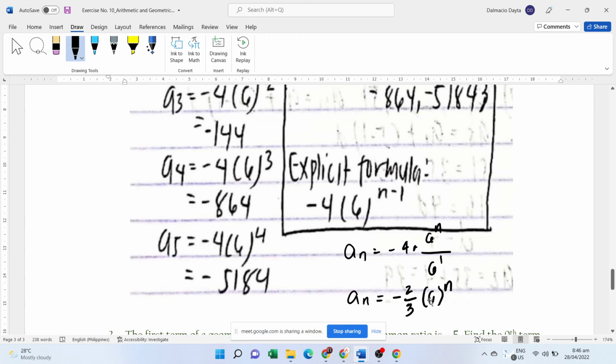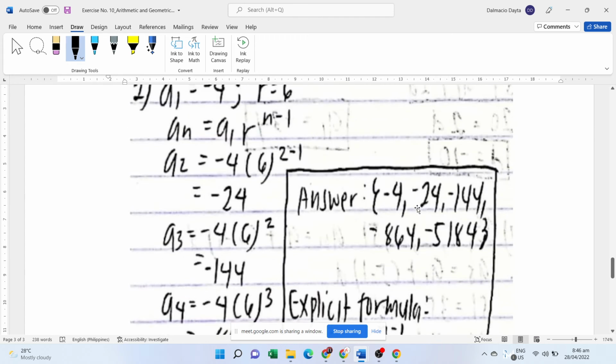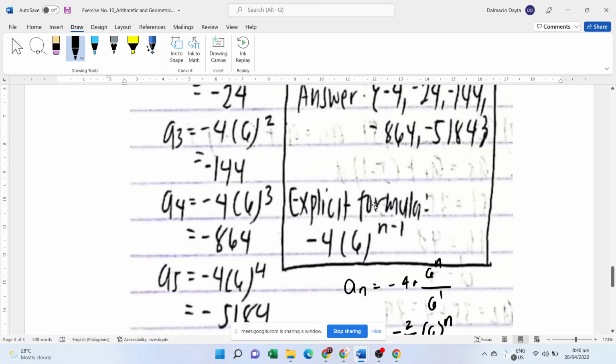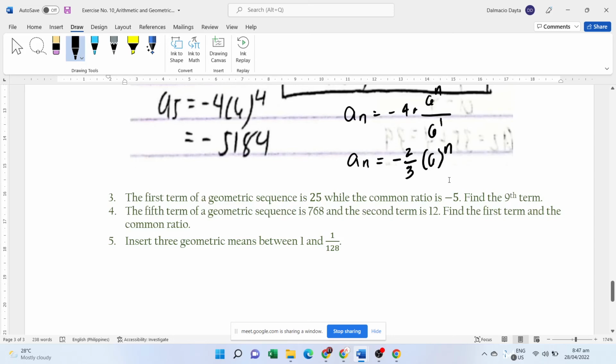Anyway, this is just the simplified form. We can accept Christian's answer. And the solution to the first 5 terms is correct. No? This is a very good answer. Check your work, class. So we have 3 more problems.